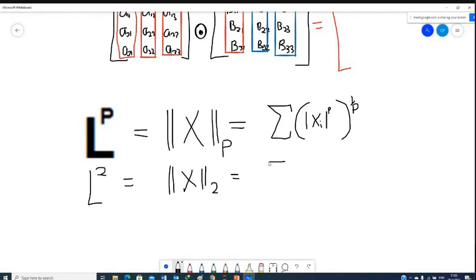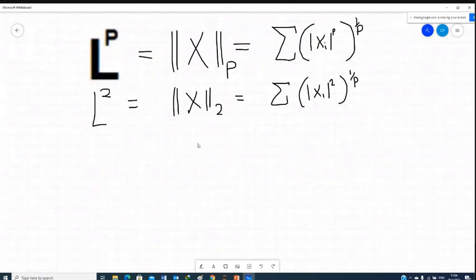And then it's equal to the summation of x_i, and this becomes squared, to the power of 1 over p, right? So let's say, for example, since we're dealing with the norm, we're dealing with vectors.